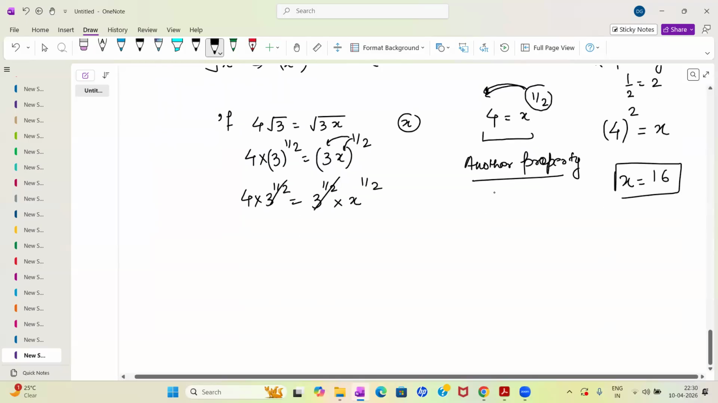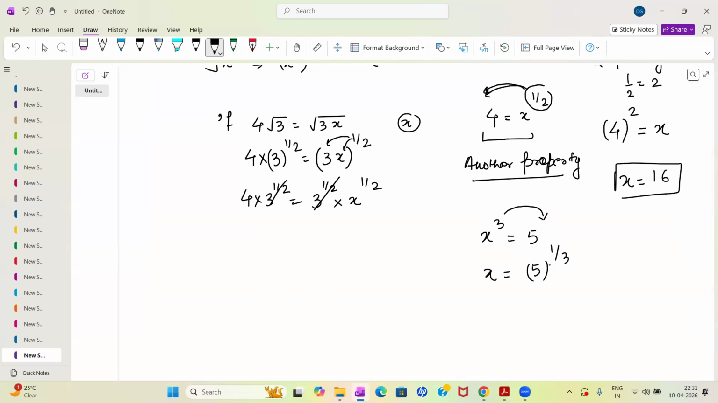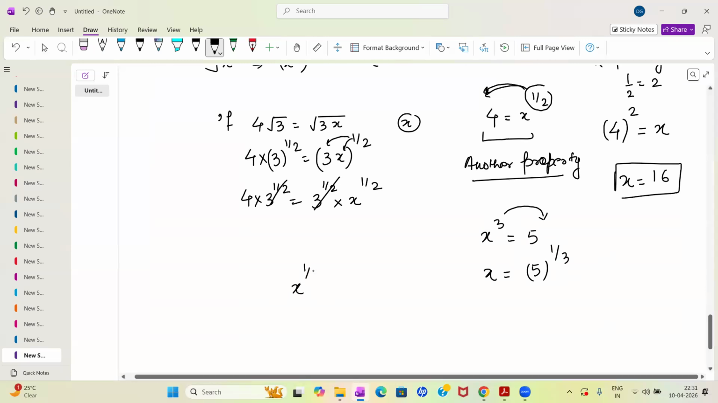Again, one more example. Suppose x to the power 3 is equal to 5. Then when this 3 goes to this side, it will be written like x is equal to 5 to the power of the reciprocal of 3, which is 1 by 3. So we can write x is equal to 5 to the power 1 by 3. One more example. Let x to the power 1 by 7 be equal to 3. So what is the value of x? X is equal to 3 to the power of the reciprocal of 1 by 7, which will be 7. So the answer is this.